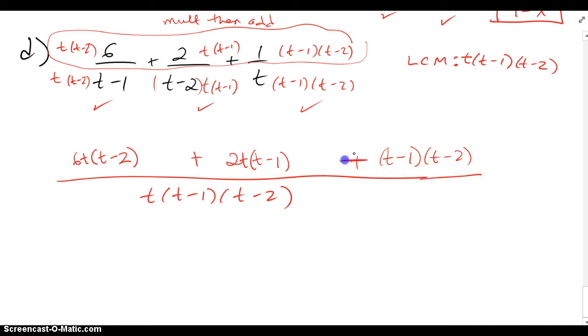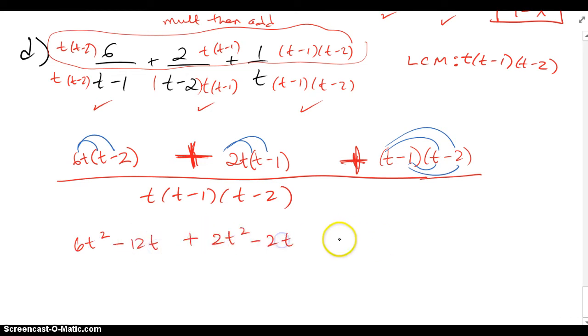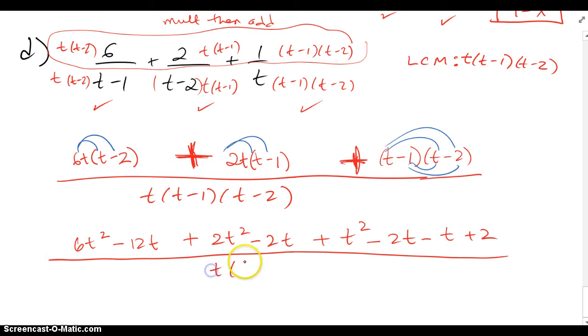So at this point, again, these are the giant links, and I cannot add them unless I multiply first. So make sure you don't do any canceling from the numerator and the denominator, because these are all linked together. I must multiply each item and then see what I can do. So we end up with 6t squared minus 12t plus 2t squared minus 2t plus a t squared minus 2t minus 1t plus 2 all over my denominator that contains 3 factors.